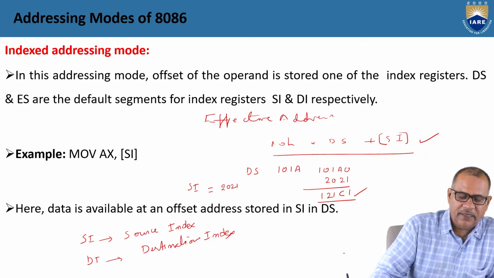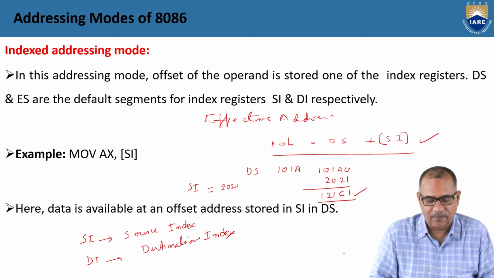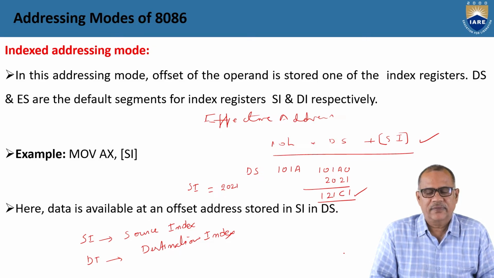So the data is available at the offset address which is stored in SI or DI. This is the indexed addressing mode. Here we use the index registers SI and DI. SI stands for source index and DI stands for destination index. And what are the default segment registers? DS and ES are the default segment registers for this addressing mode.